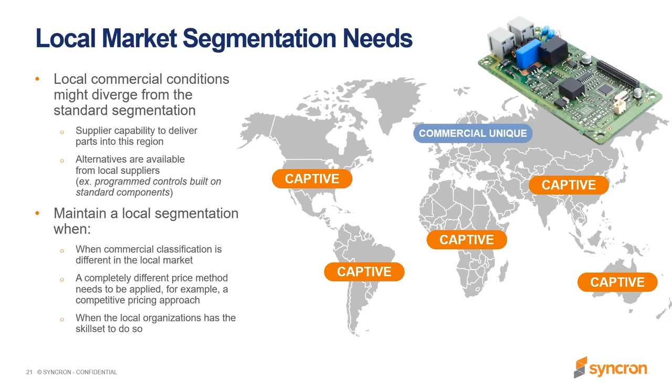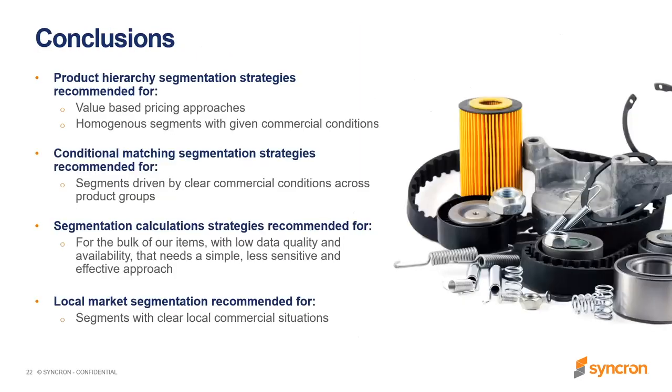We might also need to use a different price methodology for different reasons, such as gathering local competitive data on local markets. So the conclusions that I draw from this are: the product-based hierarchy is really recommended for value-based pricing approaches and homogeneous segments with relatively given commercial conditions. Conditional matching strategies are recommended where you have a clear commercial condition across the product groups. And the segmentation calculation is really recommended for the bulk of your items, possibly with low data quality and availability, that need a simple, less sensitive and effective approach.